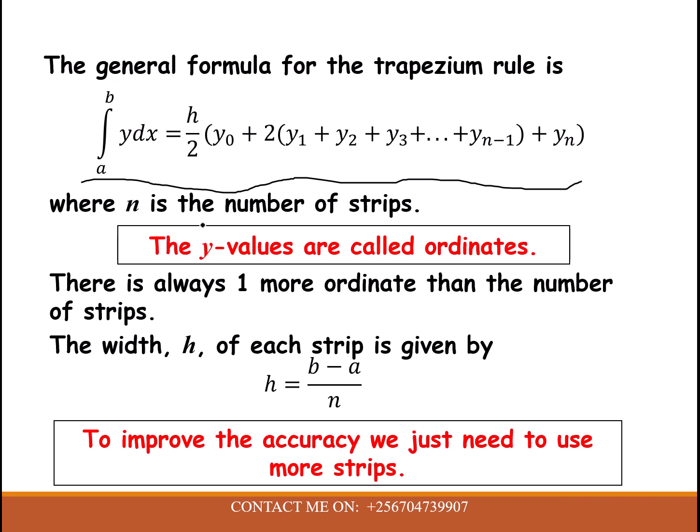Where n is the number of strips and the y values are called ordinates. I think I've already told you about ordinates. There is always one more ordinate than the number of strips, because we said ordinates are the vertical lines, the y values. Then the width h of each strip is given by b minus a out of n. And I've told you to improve your accuracy, you just need to use more strips.